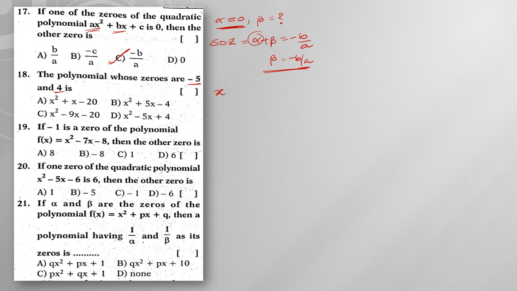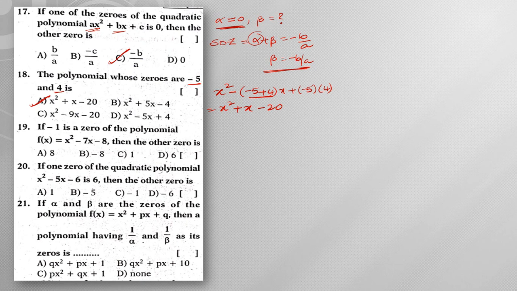Next, the polynomial whose zeros are minus 5 and 4. So already we know the form x square minus of sum of zeros into x plus product of zeros, that is x square minus of minus 5 plus 4 into x plus minus 5 into plus 4. So this gives me x square minus, 5 plus 4 is minus 1, so minus into minus is plus x, minus 20. So x square plus x minus 20 is my answer.